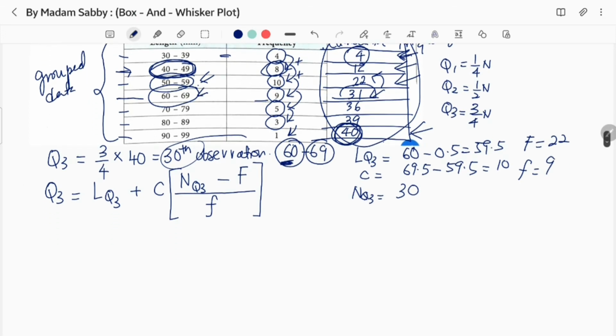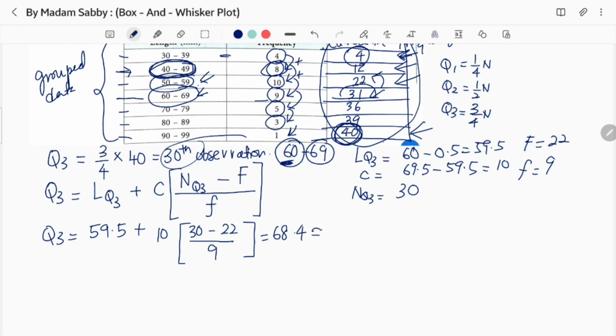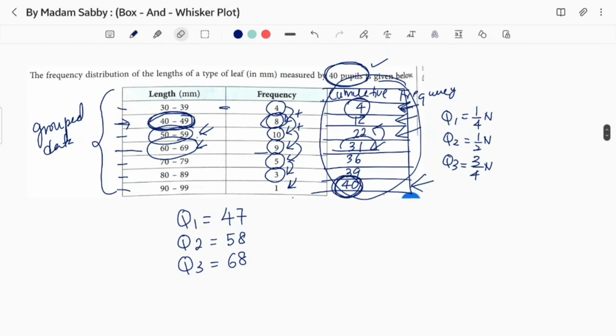Now substitute into the formula. It becomes 59.5 plus 10 times 30 minus 22 over 9. So we will get 68.4. If we round it off to the nearest whole number, it becomes 68. So that is your third quartile. With this calculation, we already determined our first quartile, which is 47, the median is 58, and our third quartile is 68.